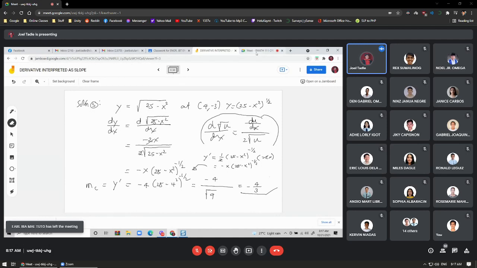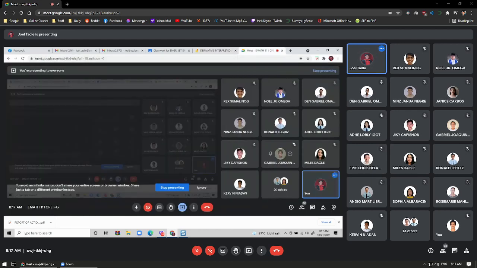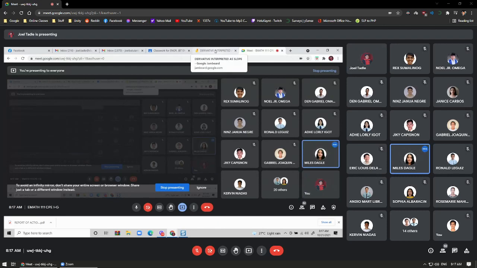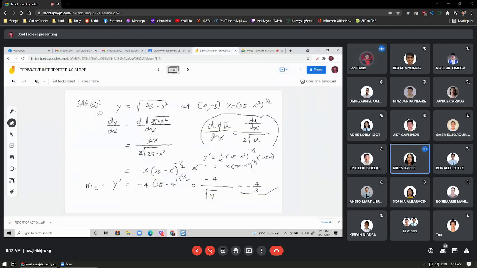Kinahanglan ko og kanang presentor. So, pwede ko mo hangyo ni Miles Dagley. Miles, can you explain this? Sir? Sir. Can you explain this solution, Miles? Example number 3 ni siya. Yan, ano naman yung solution? I-explain kalihok.